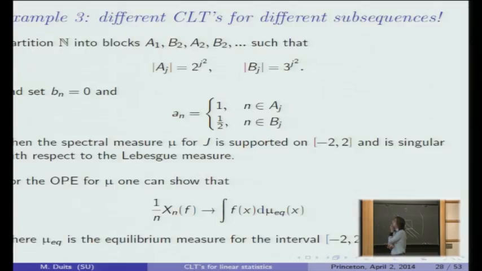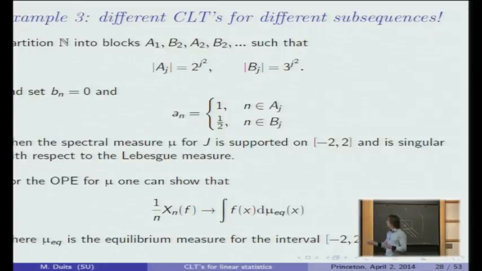A third example is that we can actually construct some crazy examples. Instead of starting with the measure, we can start with the Jacobi operator and go to the measure, and use that to construct interesting examples. The first one is the following. We partition the natural numbers into blocks A1, B1, A2, B2, and so on, where the length of Aj is 2 to the j squared and the length of Bj is 3 to the j squared. So these blocks increase in size quite rapidly.